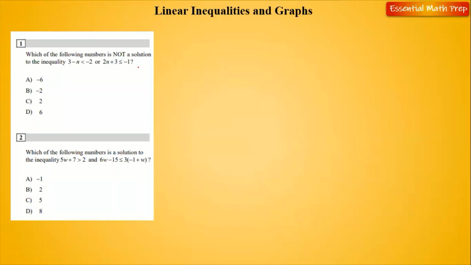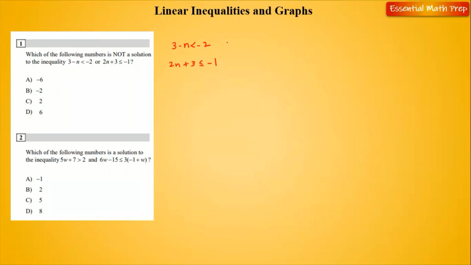The first problem asks: which of the following numbers shown in the answer choices is not a solution to the inequality? The best way to do this sort of problem, or any inequality problem, is to simplify the expression. So we have 3 minus n less than negative 2, and we have 2n plus 3 less than or equal to negative 1. Okay?